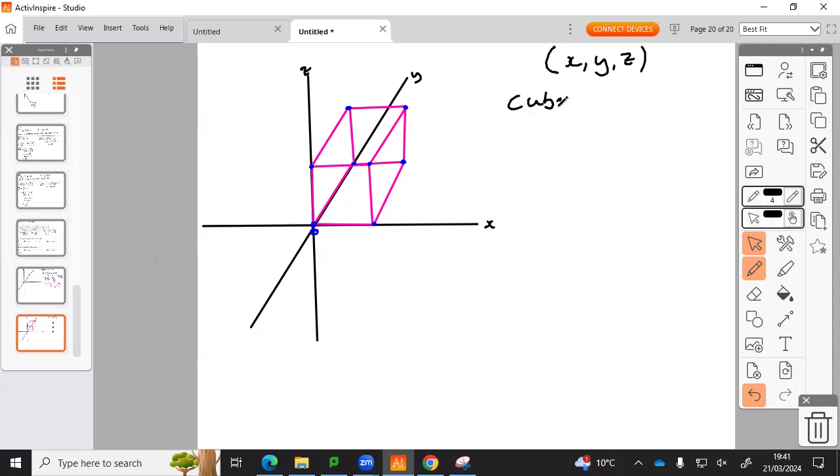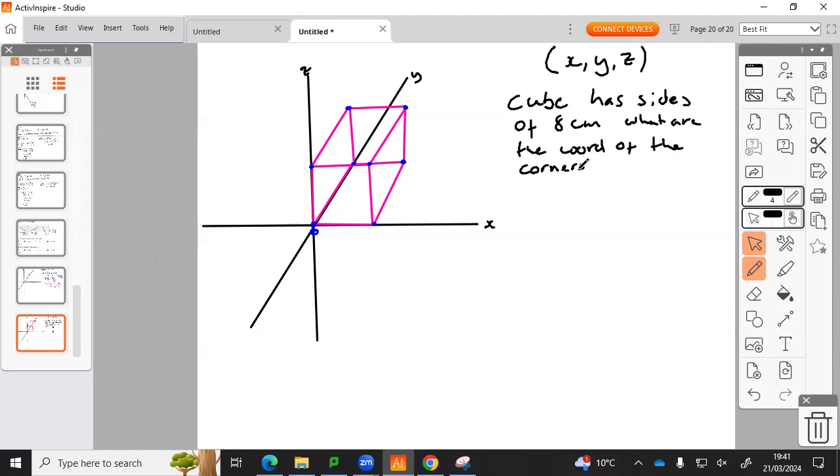So when I say that cube has sides of 8 centimeters, what are the coordinates of the corners? We need to label the corners.